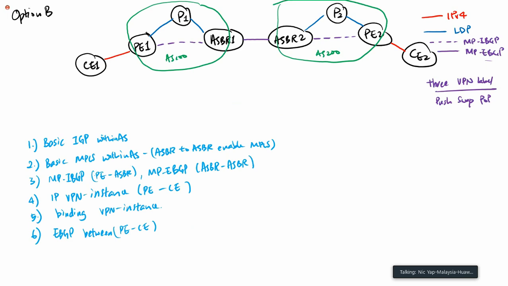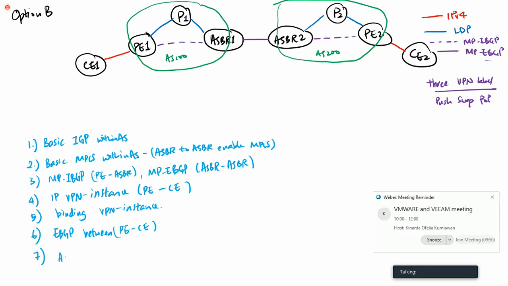And number 7, on the ASBR or RR, you have to disable VPN target. Okay, this is what you need to disable. And the command is called undo policy vpn-target. Okay, that is what we include on the ASBR and RR to disable VPN targets.